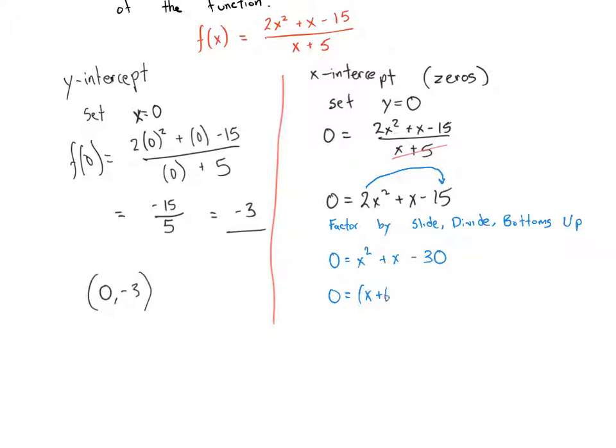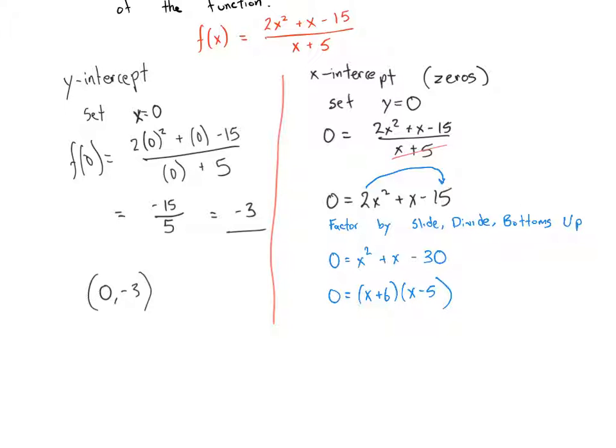x plus 6, x minus 5. That gets us that quadratic up there, right? You multiply it out, you'll get that. Yes. Multiplies to negative 30, adds to plus x.